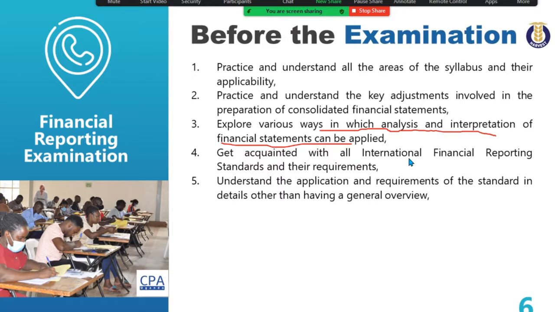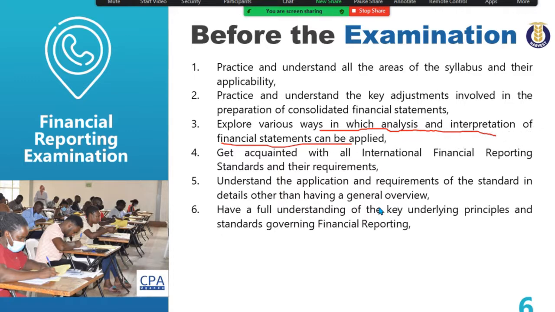So don't just get a general overview of the standard. You need to dig deep and try to appreciate the application and requirements of each of the standards. Then you ought to have a full understanding of the key underlying principles and standards governing financial reporting. The key underlying principles: accruals basis, the measurement basis, okay? So you should have highlighted all of that.